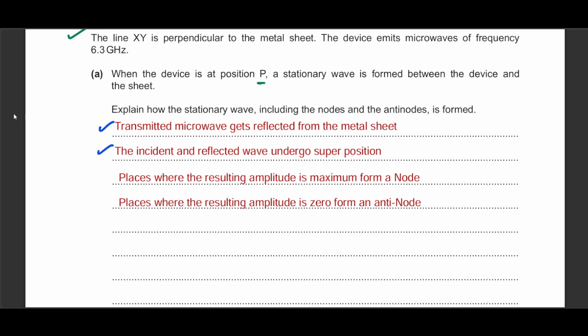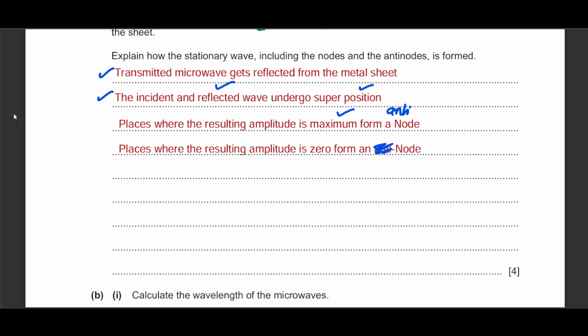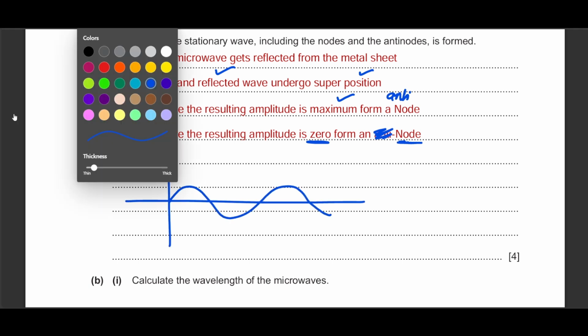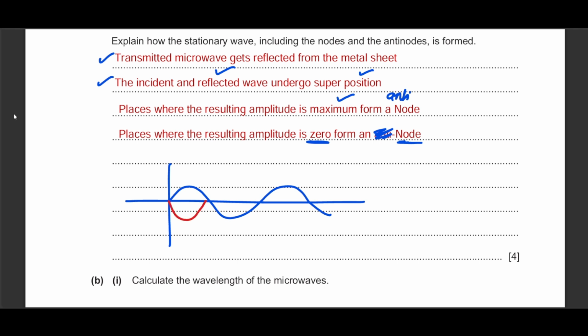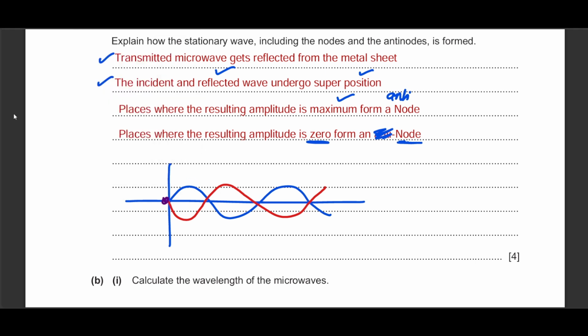The incident and reflected wave undergo superposition by meeting at a point, and at places where the resultant amplitude is maximum or high, we find an antinode. And wherever the resultant amplitude is 0, we find a node. So for a stationary wave, this is what the original wave is supposed to look like. This is what the reflected wave might look like, flowing through each other, and the result of them is something like this. So the points which are not moving are called the nodes.